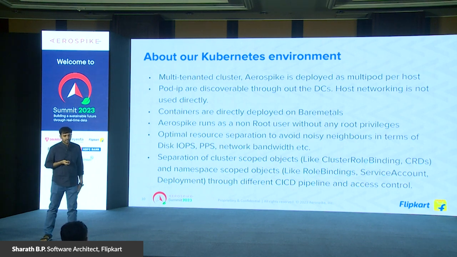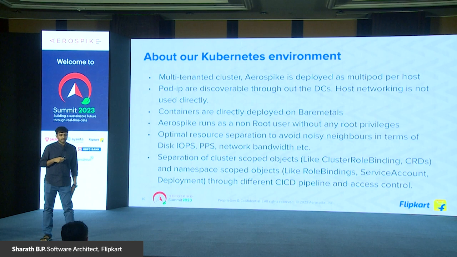Even with Kubernetes, we are getting the best possible performance, same as what we would get on bare metal. One more optimization is that Aerospike is something we run as a non-root user. Thanks to the latest containerd release, we are able to bypass where we had to give root privileges or root user access. We are able to run it as a non-root user. We have also put in a lot of effort for optimal resource separation to avoid noisy neighbor problems like disk IOPS, PPS, and network bandwidth.